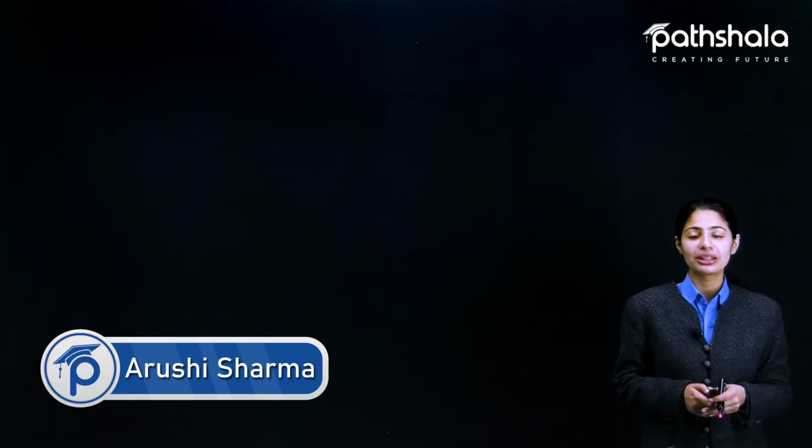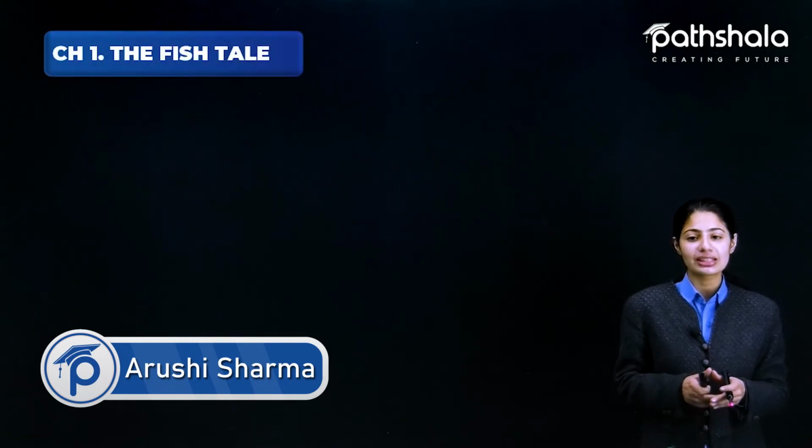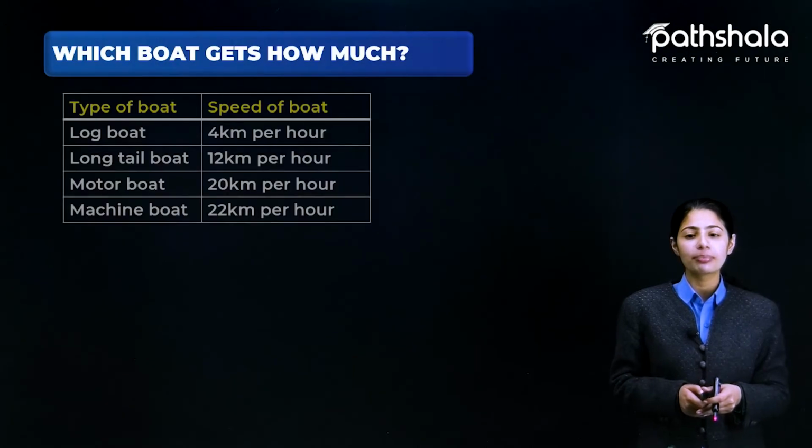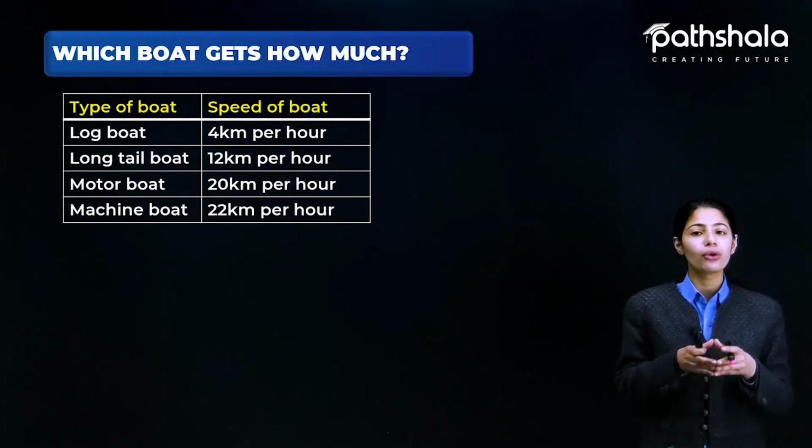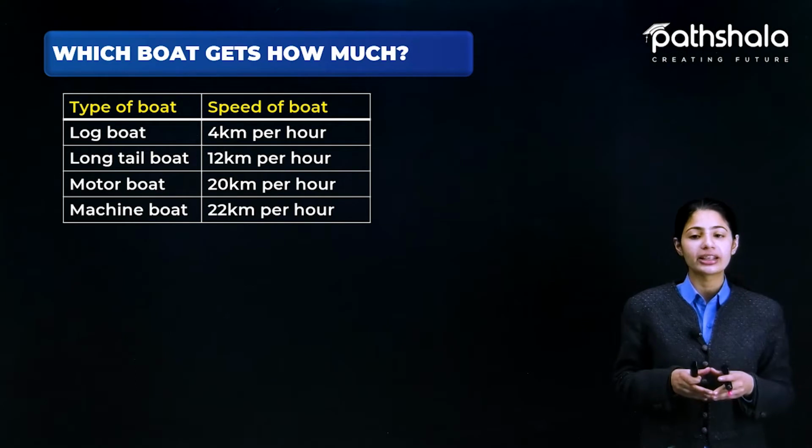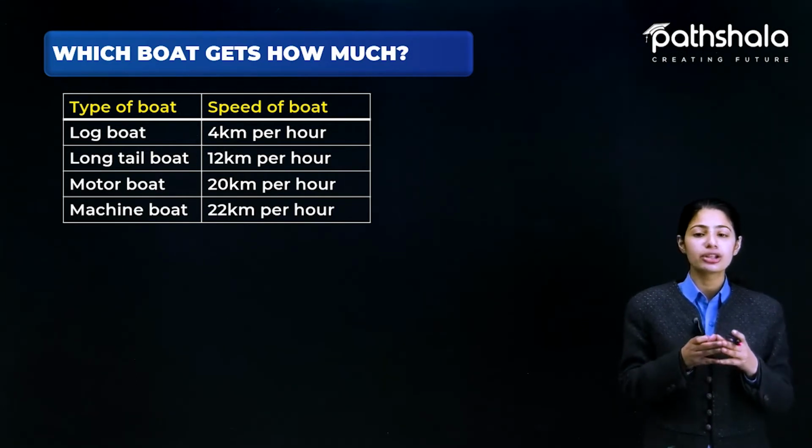I'm Arushi, your mathematics teacher, and today we will start with chapter 1, that is the fish tail. So in this chapter, we are talking about 4 different types of boat, that is log boat, long tail boat, motor boat and machine boat.